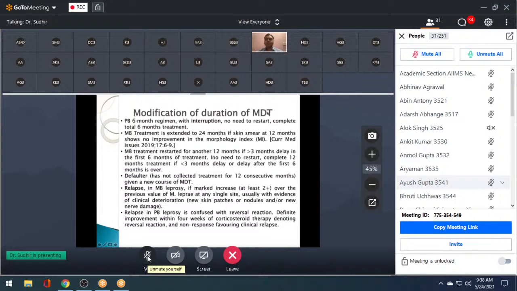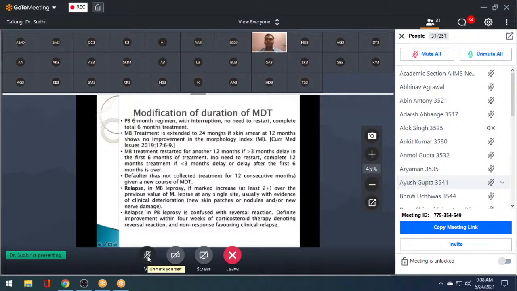Coming to modification of duration of MDT, generally MDT is for 6 months and 12 months for paucibacillary and multibacillary respectively, but there are some alternatives. Paucibacillary leprosy 6 month regimen with interruption, then no need to restart. Complete the 6 months treatment. If in between the 6 months the paucibacillary case has interrupted treatment, there is no need to restart the 6 months again. Suppose after 2 months he has interrupted for 10 days or 5 days, then just complete the 6 months treatment. You have no need to restart the treatment.